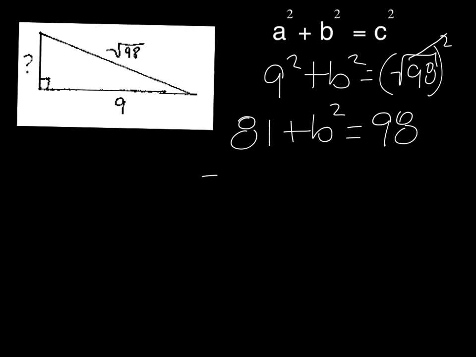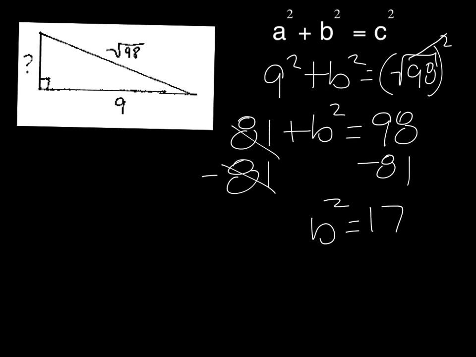Now we go ahead and solve it the way we normally do, get rid of the 81 on both sides. That leaves us with b squared equals 17. Take the square root of that, and our answer would be the square root of 17. And again, we could put that into a decimal form as well, depending on what the directions of the problem state.